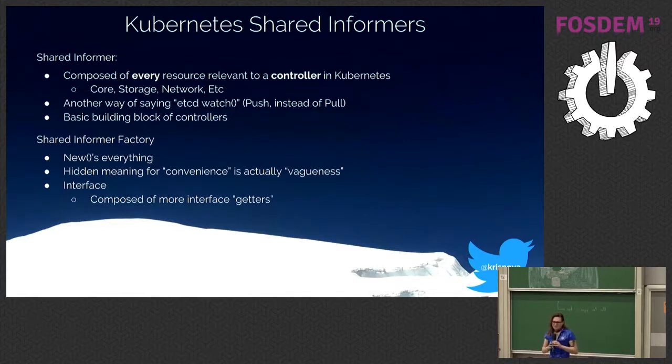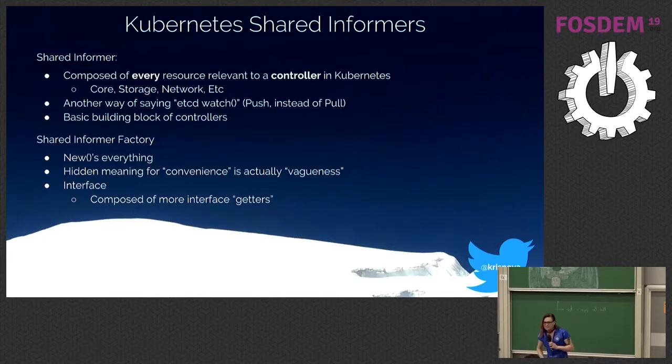One of the problems I personally have with this is we're kind of hidden from what's actually going on here. So this hidden meaning for creating a new shared informer factory is actually fairly vague when you look at it. Furthermore, it's an interface composed of interfaces. So while that's flexible, it's actually quite confusing, and it's really hard if you ever try to actually go through and look up what you're doing. You need to do about three or four type assertions to get down to the actual literal object you're interacting with. So these shared informer factories are convenient, but they come at a cost, and that cost is some vagueness and some complexity.